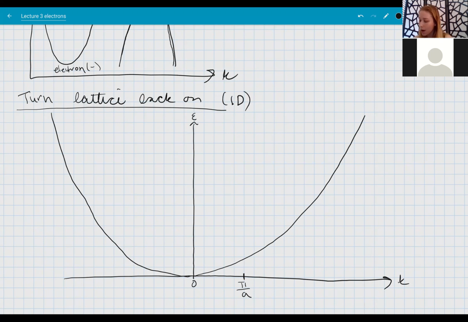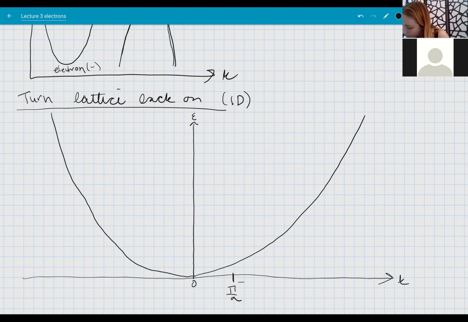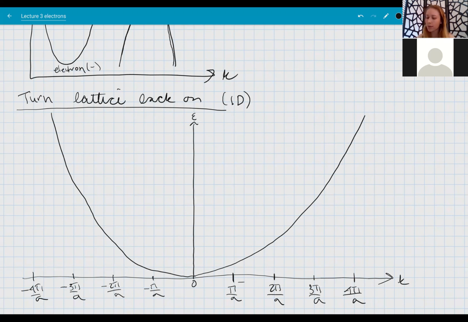Let me remind you that what I'm discussing now is for 1D, and I'm trying to draw these evenly spaced apart: pi over a, 2 pi over a, 3 pi over a, 4 pi over a, and then minus pi over a, minus 2 pi over a, minus 3 pi over a, minus 4 pi over a, where a is the size of the unit cell. Between minus pi over a and pi over a is what is called the first Brillouin zone.